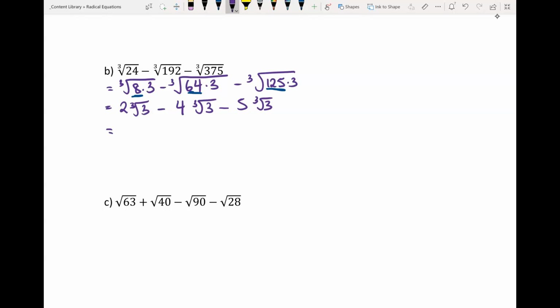And now I'm going to leave that cube root of 3 alone. What I'm going to do is subtract our coefficients. So that's 2 minus 4 minus 5. 2 minus 4 is negative 2. Negative 2 minus 5 is negative 7. So that would be our final answer.